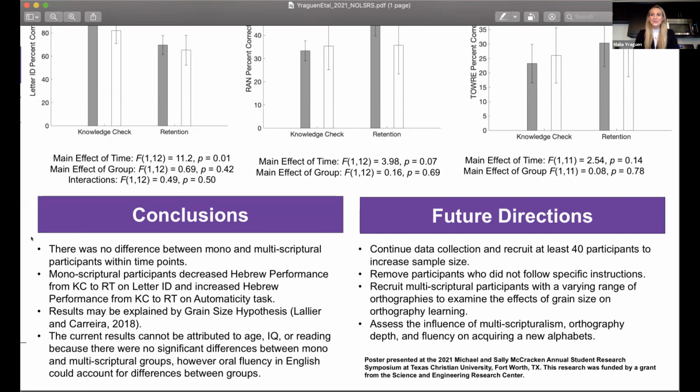These results lead us to question if there is a limit to how many orthographies we can store, and if the reading acquisition period affects their ability to learn a new language. Maybe in children, this advantage does show in multi-scripturalism, or orthography fluency affects how they're going to be able to pick up a new one. We will continue data collection and evaluate the effects of multi-scripturalism, orthography depth, and fluency on acquiring new alphabets.